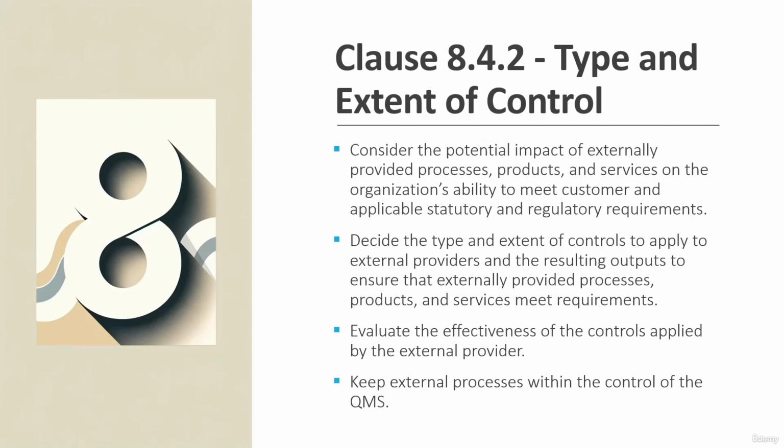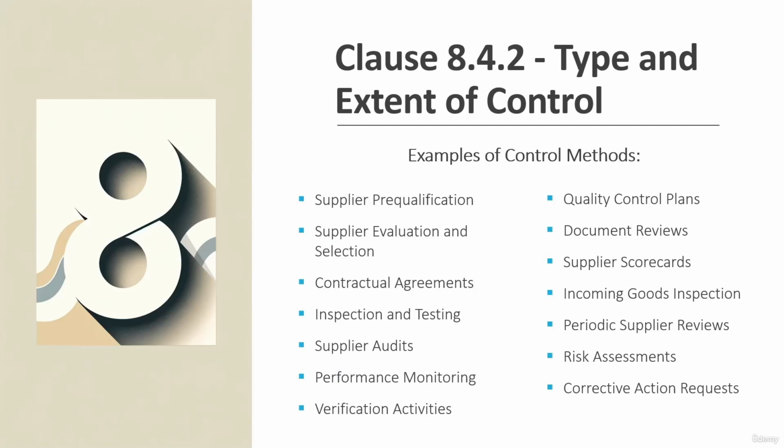So with this, now let's look at what types of controls we can have on our supplier. Here are some of the examples which I have listed on this slide. The control methods could be supplier pre-qualification, supplier evaluation and selection, contractual agreements which you have with your supplier, and then inspection and testing. This could be testing or inspection before release, or inspection during manufacturing in the supplier facility, or the incoming inspection when the material is received in your facility. You might consider supplier audits to make sure that the required processes are being implemented. You might have performance monitoring, such as the defect rate, and then you could have some verification activities.